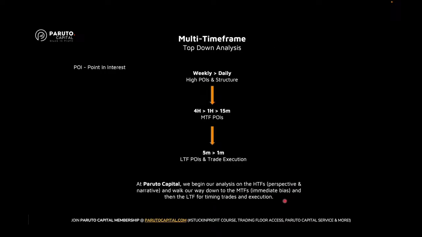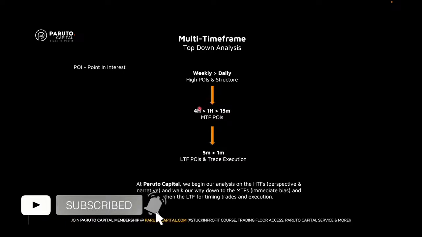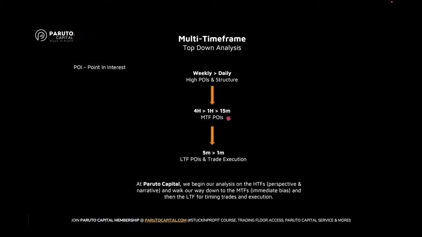Now, multi-time frame analysis simply speaks about a sort of top-down analysis where you start from the higher time frames to develop a bias or a perspective as to where the market is going to go, or where price action is going to go. So you start from the higher time frames, the weekly or the daily, and then you go down to the 4 hour, the 1 hour, and the 15 minutes, the medium time frames, to form an intraday perspective as to where price is going to go. And then you go down eventually to the 5 minutes and the 1 minute, the lower time frames, to look for opportunities to execute your trade.